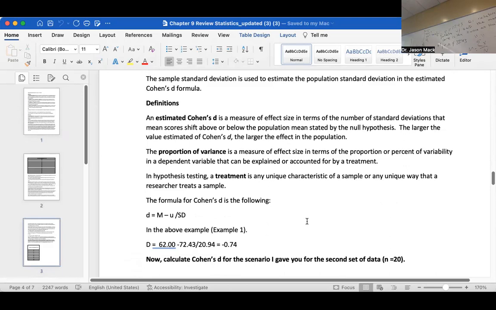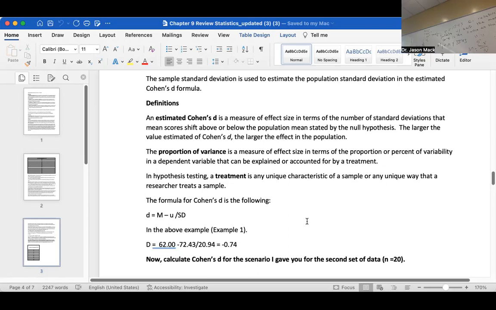Just remember that T table, use your textbook, or there's a Z table in chapter 6. You can download it. It's basically what the textbook looks like. So the T table is critical values of the T distribution with various degrees of freedom. The T statistic for a one sample T test is the difference between the sample mean and the population mean as stated by the null hypothesis divided by the estimated standard error. We just walked through that. The sample standard deviation is used to estimate the population standard deviation in the estimated Cohen's d formula. An estimated Cohen's d is a measure of the effect size in terms of the number of standard deviations that the mean scores shift above or below the population mean stated by the null hypothesis. The larger the value of estimated Cohen's d, the larger the effect in the population.